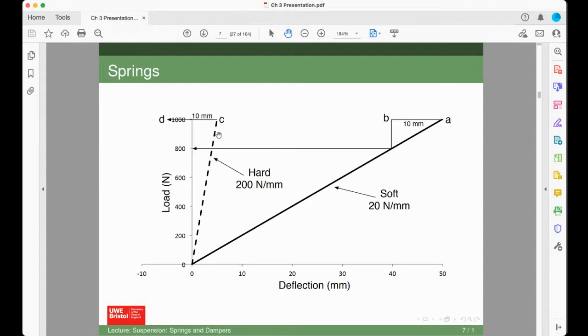Whereas with the hard spring, if you go over a depression of 10 millimeters, you take the load and reduce it, and you're actually generating negative load onto the wheel. So basically the wheel is going to go over the depression without being pushed into the road. For the soft spring, a 10 millimeter depression reduces the deflection by 10 millimeters, but you've still got 800 newtons of load going through the wheel. For the hard spring, you've actually gone negative in terms of the load.